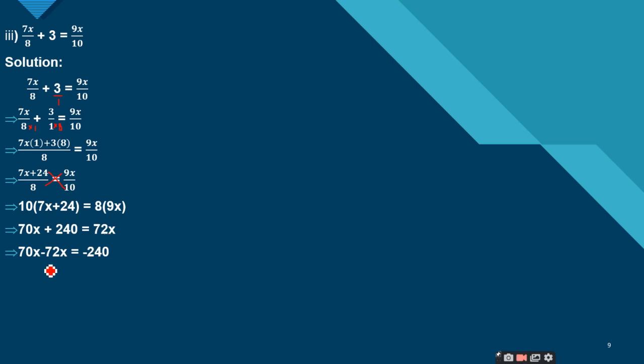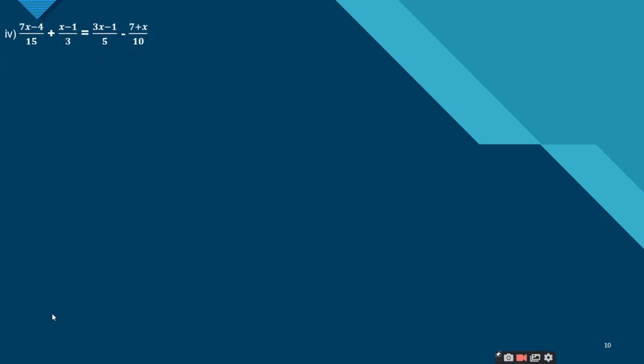Now just write the like terms together. So 70x, here we have 72x but positive, and when we transpose it, it will become negative. So 70x minus 72x is equal to minus 240, because here we have positive 240. Now 70x minus 72x, we got minus 2x is equal to minus 240, and x is equal to minus 240 divided by minus 2. So 2 ones are 2, 2 twos are 4 and 0, and we cancel out minus with minus. So the answer is 120.